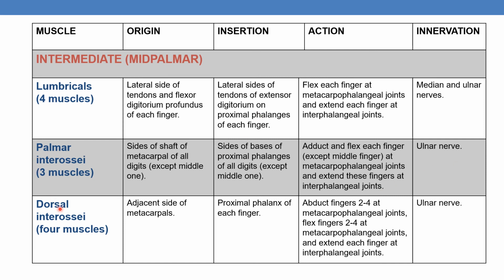The next is dorsal interossei. It is composed of 4 muscles. Origin is adjacent sides of metacarpals. Insertion is proximal phalanx of each finger. The action is it abducts fingers 2 to 4 at metacarpophalangeal joints, flexes fingers 2 to 4 at metacarpophalangeal joints, and extends each finger at interphalangeal joints. Innervation is by ulnar nerve.